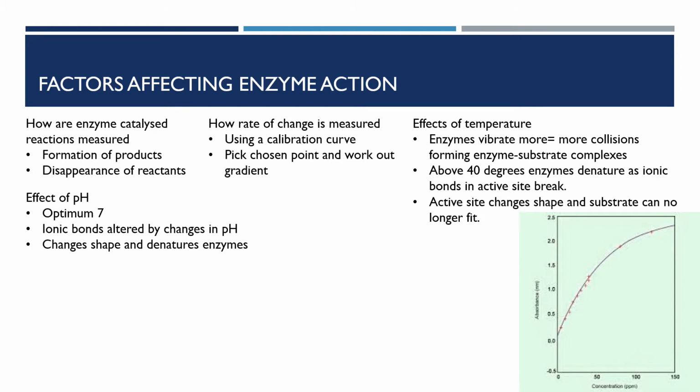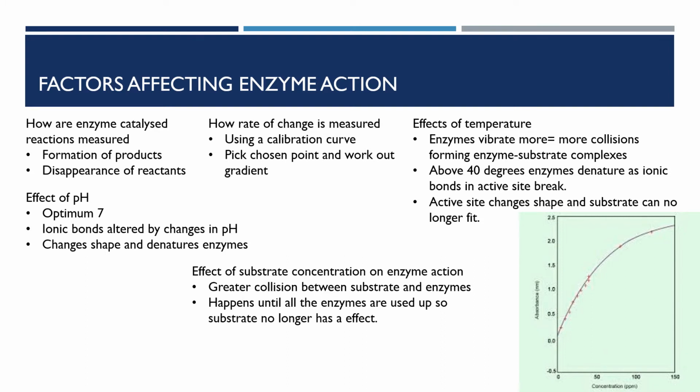Now, the optimum pH for most enzyme reactions is 7. However, if it's an enzyme in the stomach, obviously the pH of the stomach is pH 2, so it works better at a pH of 2. However, that's the most accumulative pH that's in your body overall. Ionic bonds are altered by changes in pH, and this breakage of ionic bonds changes the shape and denatures enzymes.